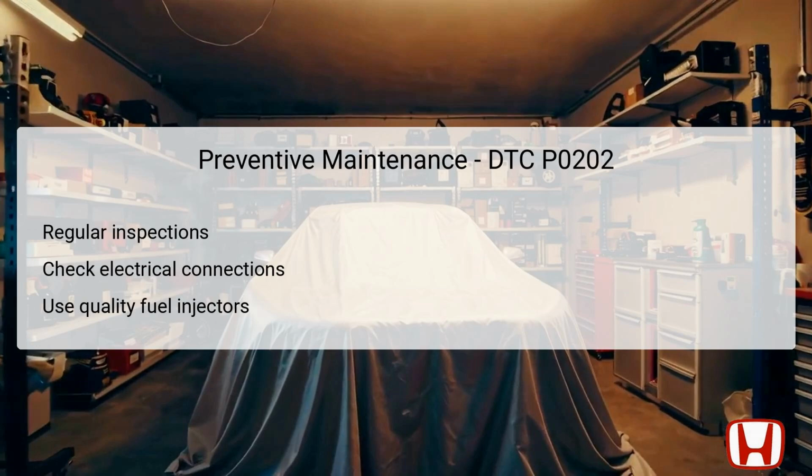Preventive maintenance plays a pivotal role in avoiding future occurrences of DTC P0202 and ensuring optimal engine performance in Honda Civics. A proactive approach involves regular inspections of the fuel injection system, checking the condition of wiring and associated connectors to prevent any potential electrical faults. Monitoring for corrosion or dirt in electrical connections helps in preserving the integrity of the injector circuits.